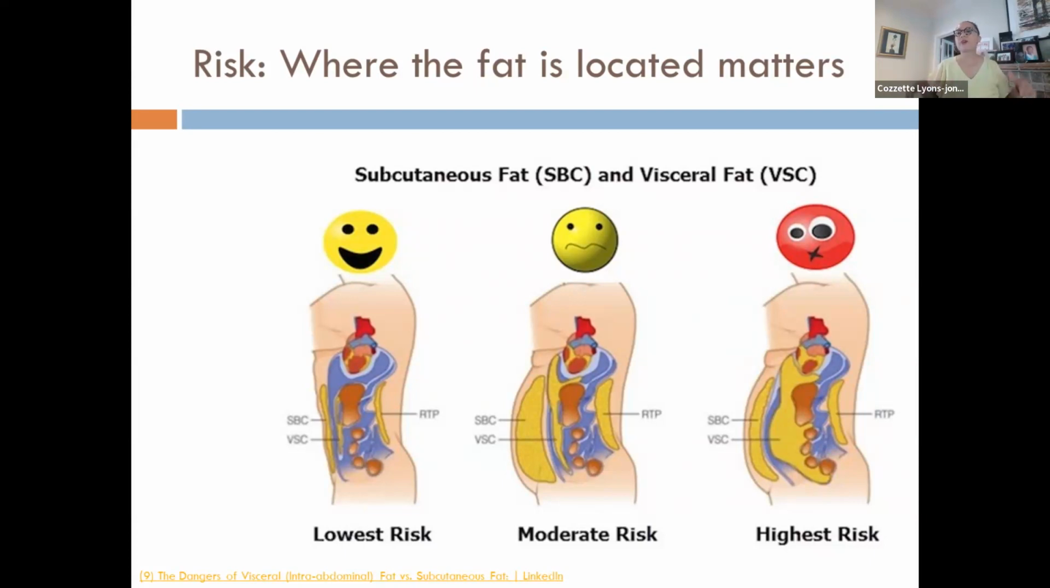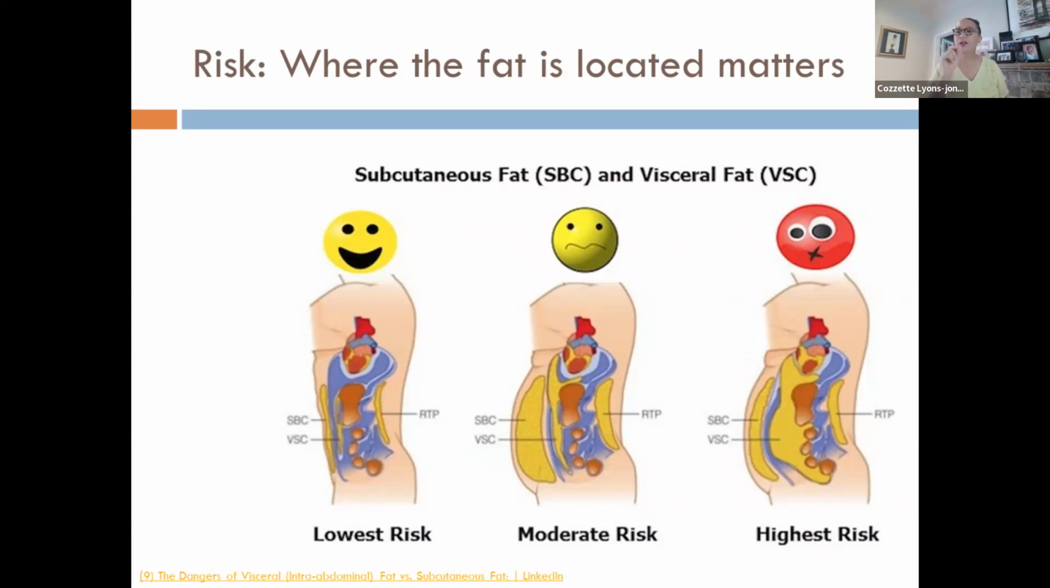But I want to look at fat in a different way. I want you to see that where fat is located, it matters. There's two different types of fat. There's subcutaneous fat and there's what we call visceral fat. Subcutaneous fat is the fat that's just right below the skin, that we're accustomed to seeing. Visceral fat is your intra-abdominal fat. It's deeper and it's more serious.